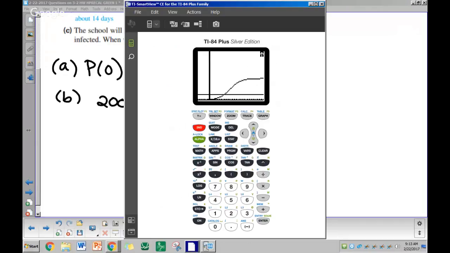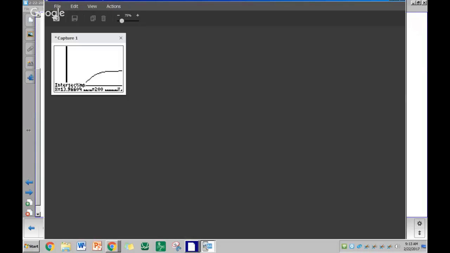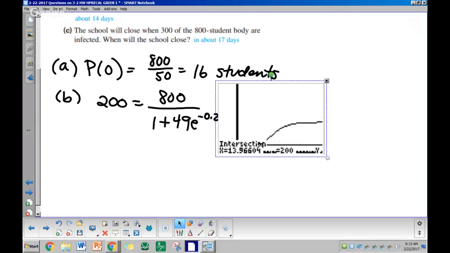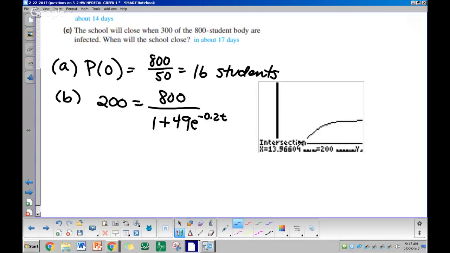So we're going to go second, calculate the intersection point. First curve, yes. Second curve, yes. Please, yes. So this is going to be at t equals... What does that mean? Days, right? Almost 14 days, yeah. All right, let's do it algebraically because I would expect you to do that.